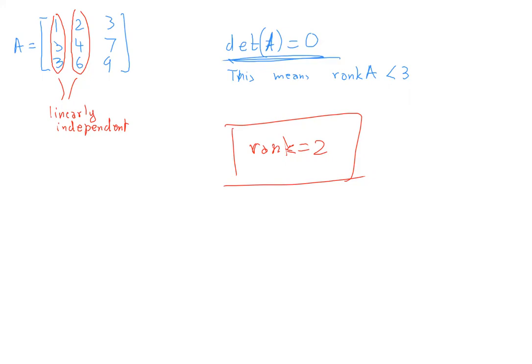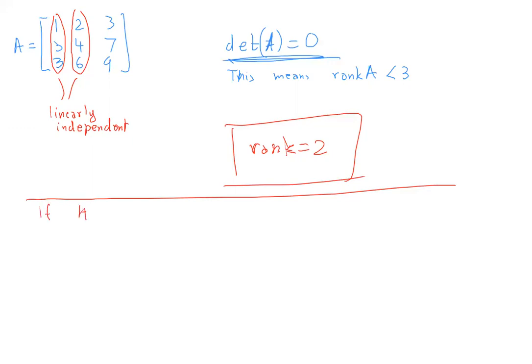But the point is that one way suffices for us. All right, so the rank is two. Now, let's define the nullity and the null space.